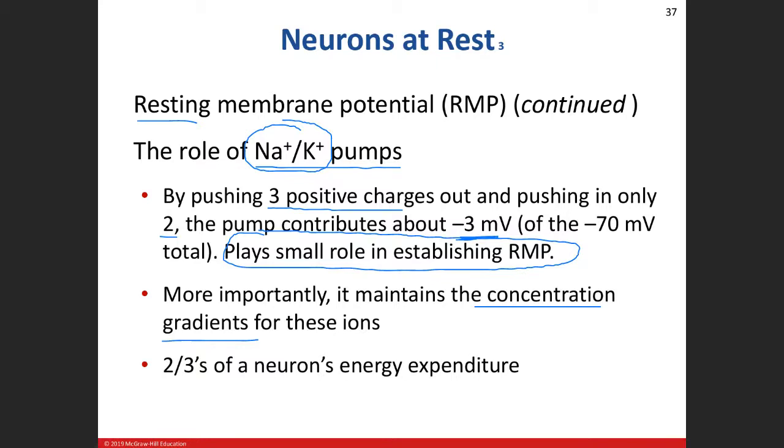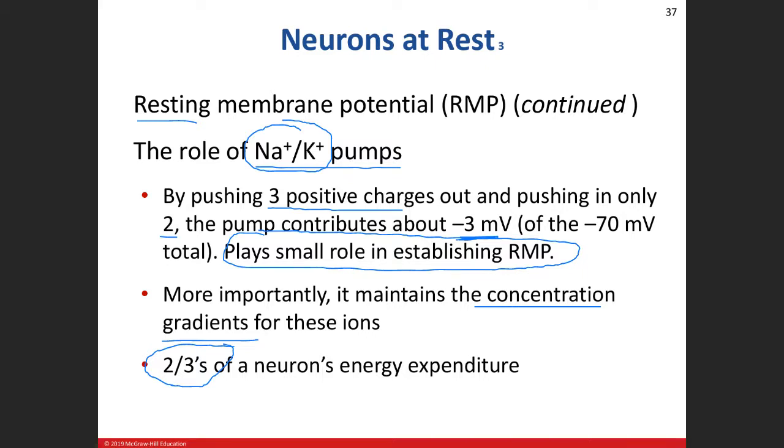But this pump is that guy that's bailing water out of the rowboat. As the water's leaking in, this guy's bailing it out. So as sodium's leaking in, this pump's bailing it back out of the cell, and as potassium is leaking out, it's putting it back in. It's doing this 24/7, all the time. And in fact, I said this before, it makes up 2/3 or 66% of the energy expenditure.